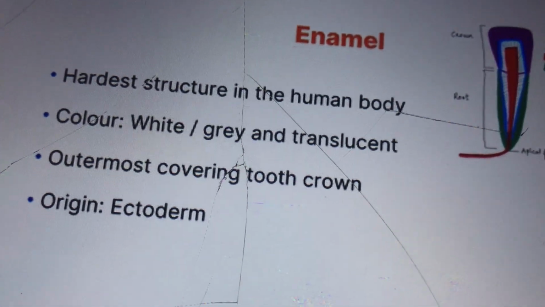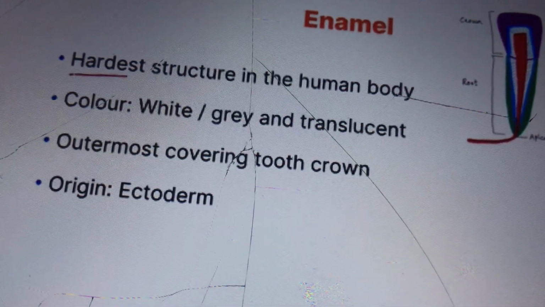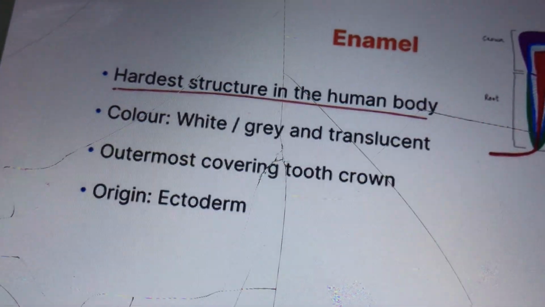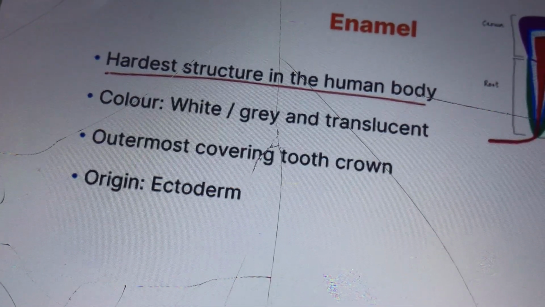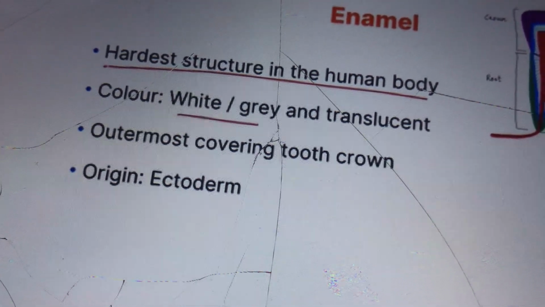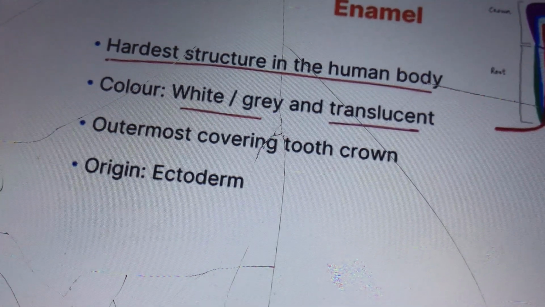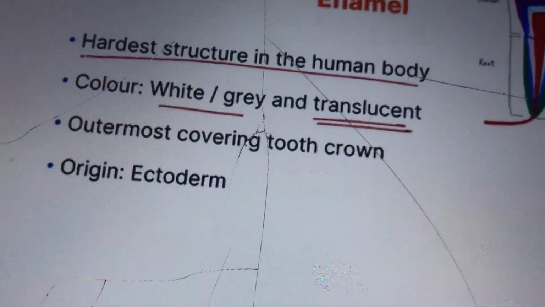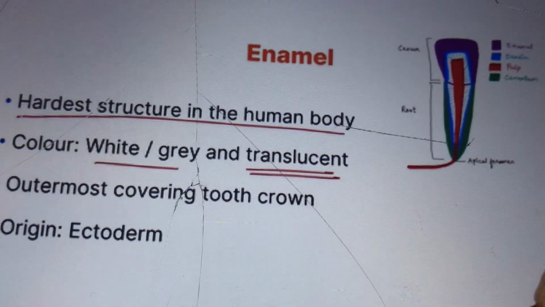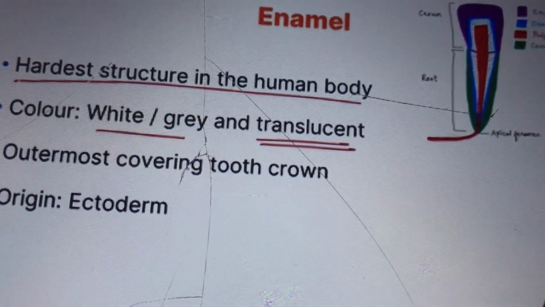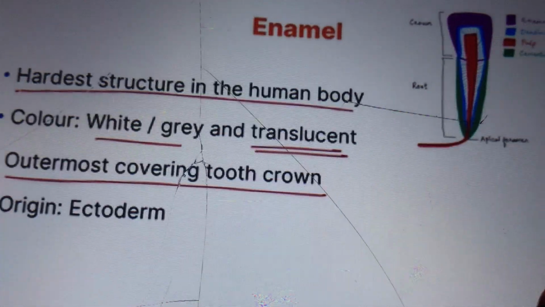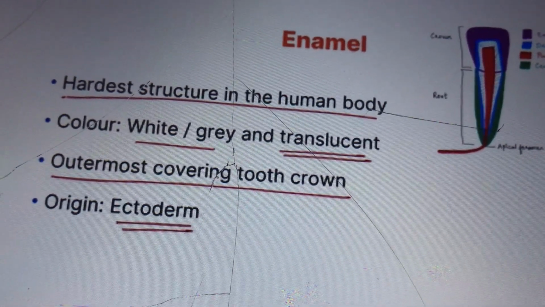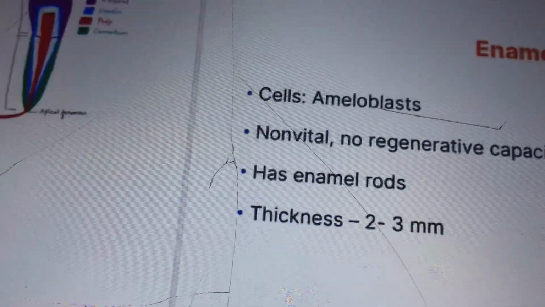First, let's look at enamel. Now, enamel is the hardest structure in the human body. It is harder than bone because of the highest mineral content in the enamel. Now, it is white or gray in color, and it is mainly translucent. So it is very important for aesthetics. The aesthetics mainly come from your enamel. It is the outermost covering of the tooth crown, and it originates from the ectoderm.